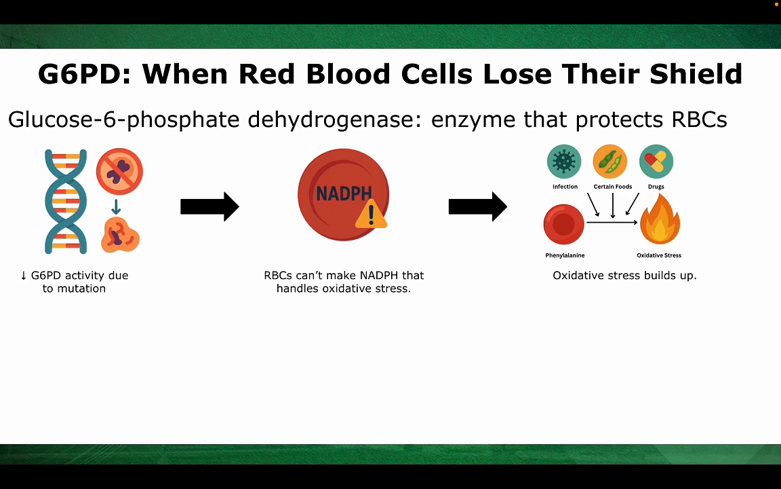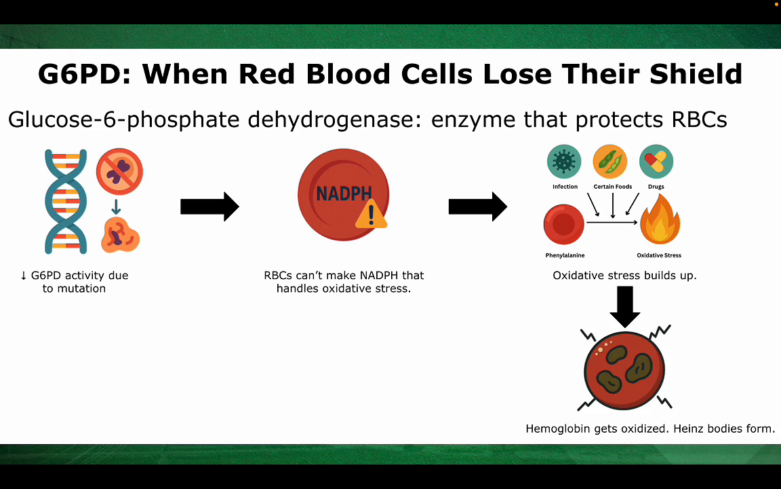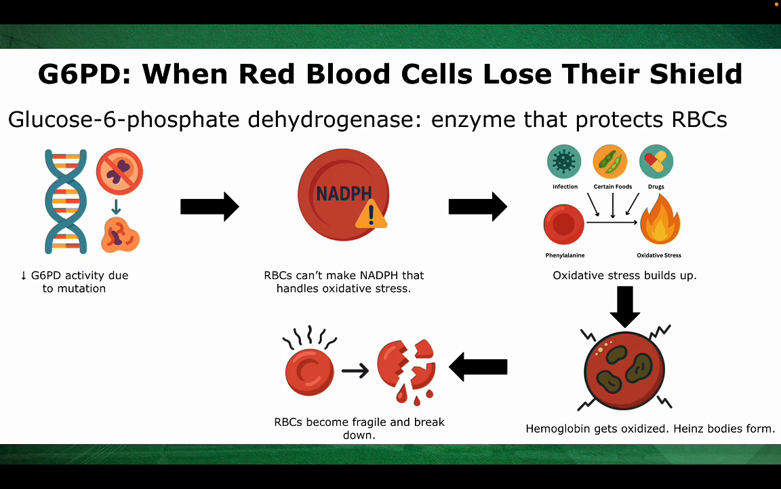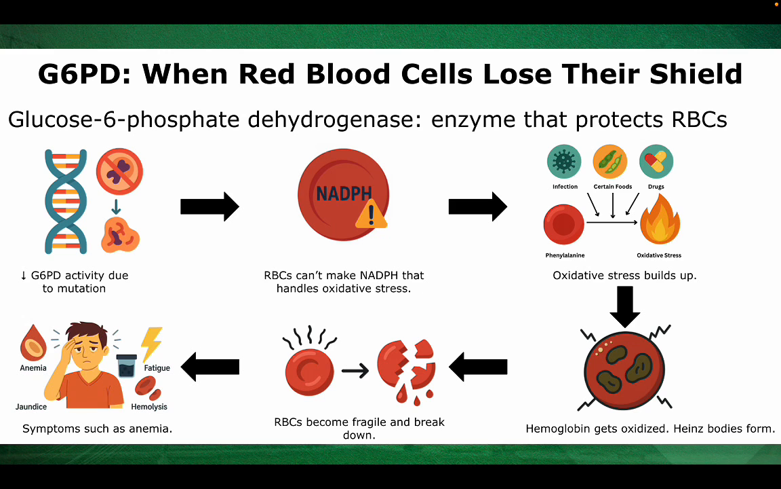Now, this oxidative stress can increase during infections, after eating certain foods like beans, or when taking specific medications like sulfa drugs. When reactive oxygen species, or ROS, levels are high, they oxidize hemoglobin inside red blood cells. So this forms clumps called Heinz bodies. These clumps weaken the red blood cell membrane, making it fragile. Eventually, the cells break apart in a process called hemolysis, where red blood cells are destroyed faster than they can be replaced. This leads to symptoms like anemia, jaundice, dark-colored urine, and fatigue.